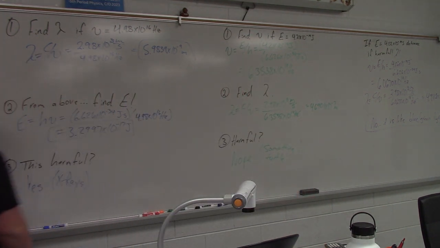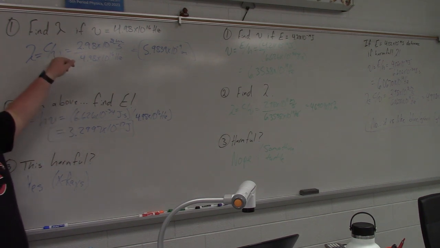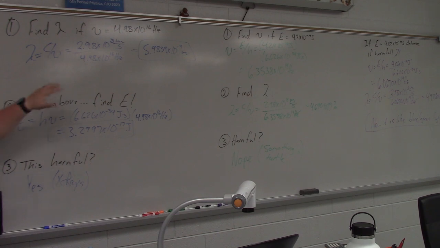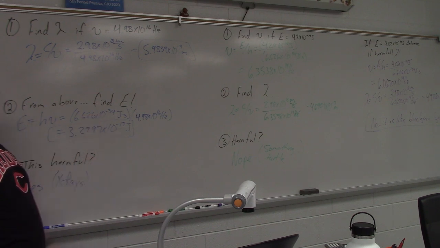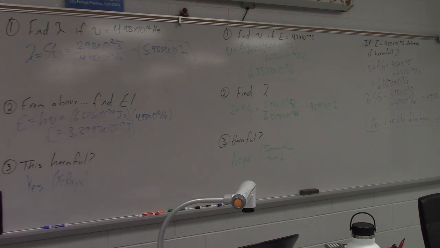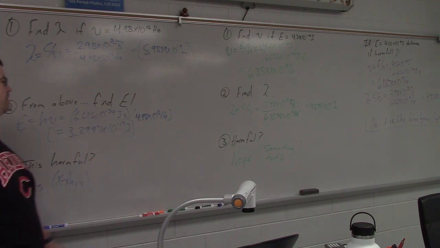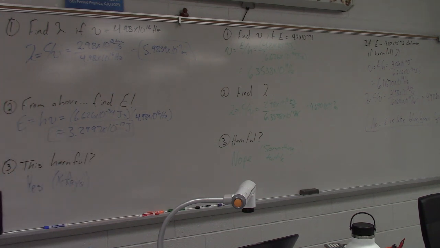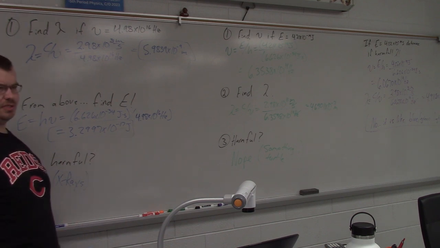Number two, find E. So we have to find E, so we're going to use the frequency, not the wavelength. I did this to you on purpose. I want to make sure you understand what these quantities are. Energy equals Planck's constant, 6.626 times 10 to the negative 34 joule seconds, times the frequency we were given, 4.98 times 10 to the 16 hertz, to get a value of 3.2997 times 10 to the negative 17 joules.